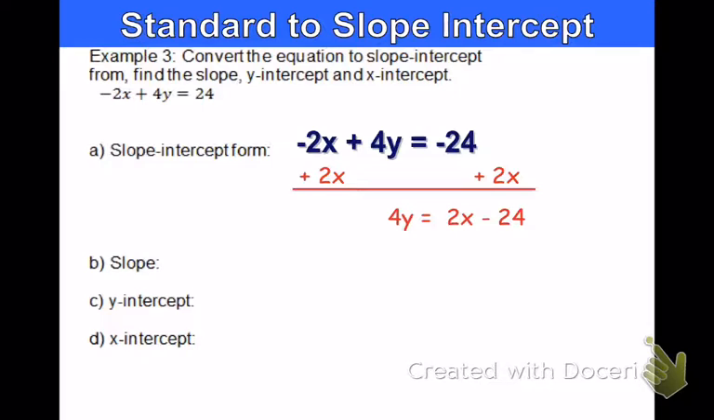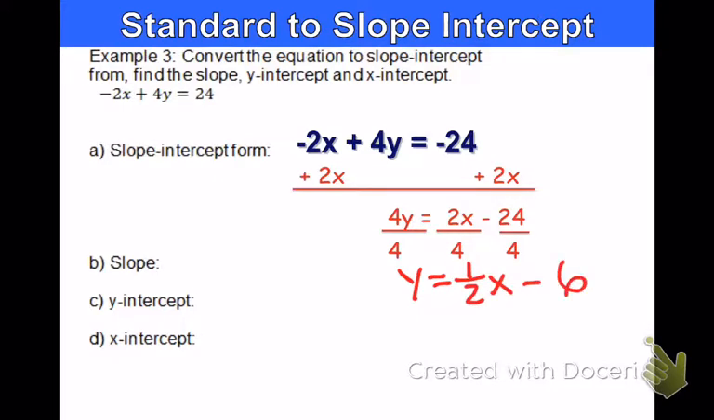Now get the y by itself by dividing by 4. Everything gets divided by 4. And I'm left with y equals 2 divided by 4. I can actually reduce this fraction. I'm going to divide these by 2. So I'm going to get 1/2. And then 4 into 24 is 6. So that is actually animated backwards, so let me go ahead and just do this by hand then. So we have y equals 1/2 x minus 6.